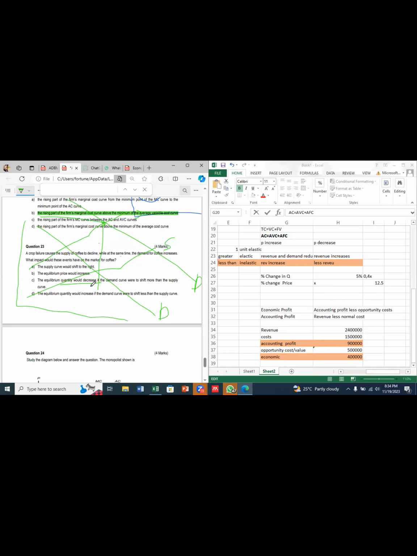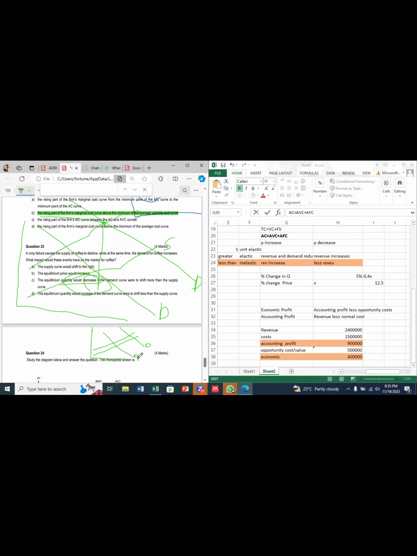The equilibrium quantity would decrease if the demand curve were to shift. No. This one is not entirely true, because you're saying that on option C, so I'm illustrating it on this short one. We have a supply curve, then we have a demand curve. So we're saying that if the supply curve increases lesser than the demand curve, so for instance like this, and the demand curve increases, for instance like this is the new demand curve. This is the old demand curve.